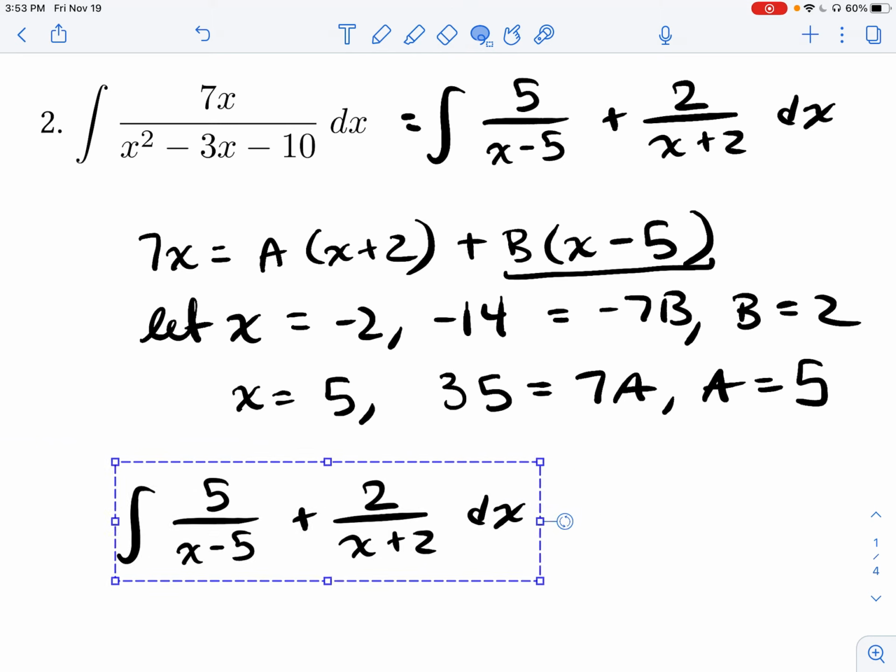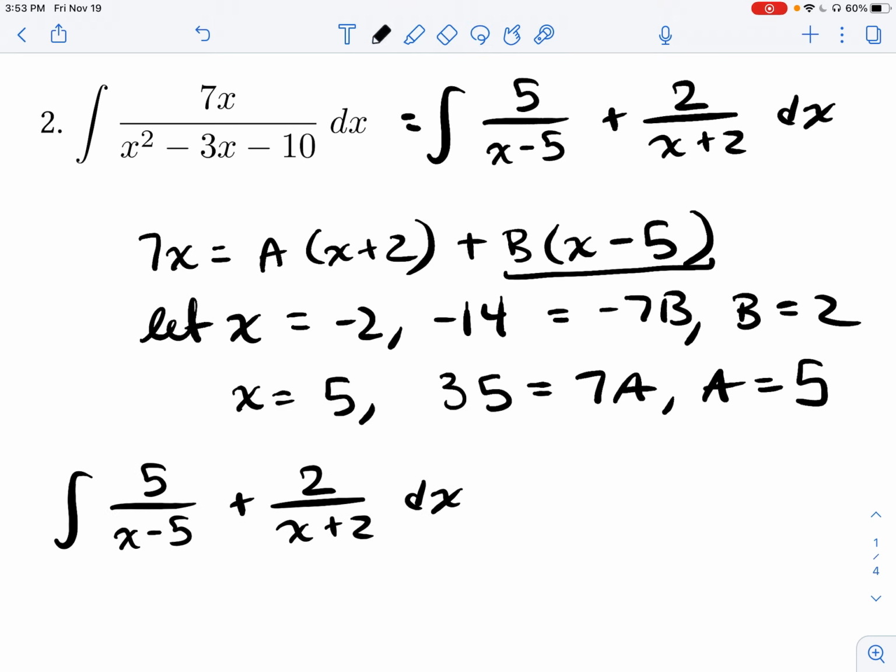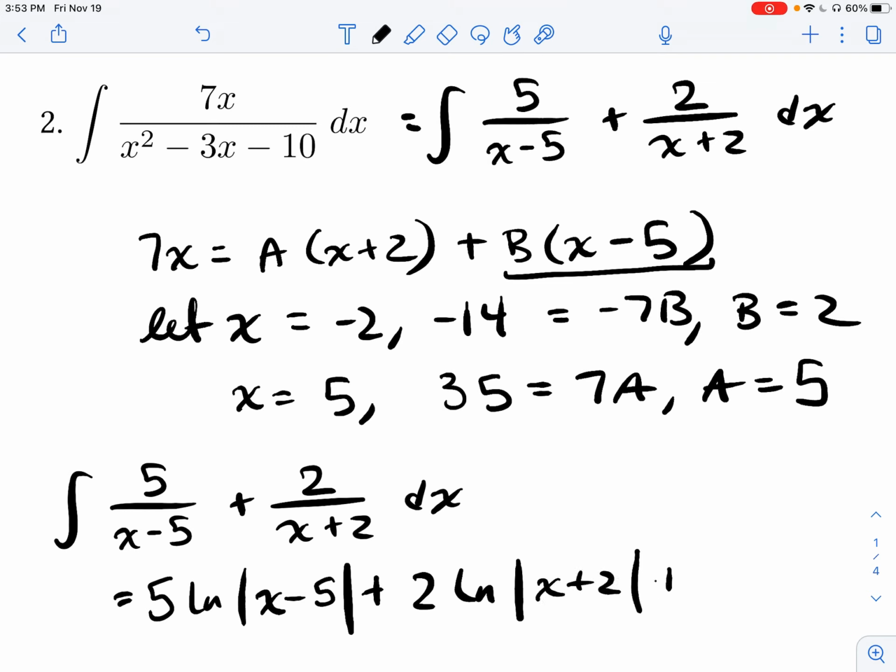Let me just move that over here. So what is this integral? Well, this is simply going to be 5 times the natural log of the absolute value of x minus 5, plus 2 times the natural log of the absolute value of x plus 2, plus c. Okay? And that is integration using partial fraction decomposition.